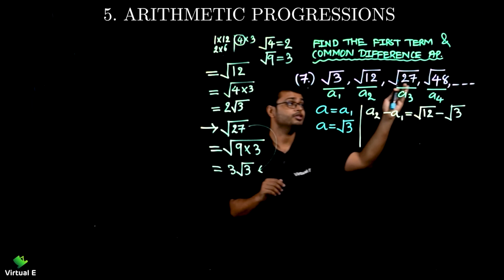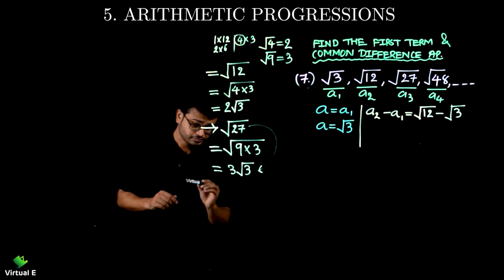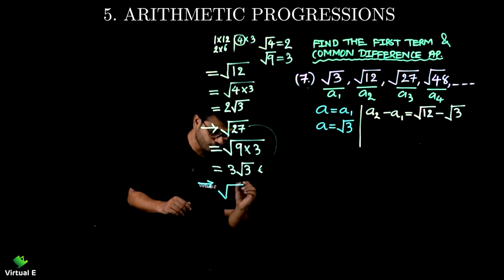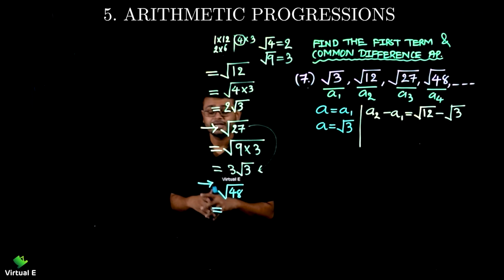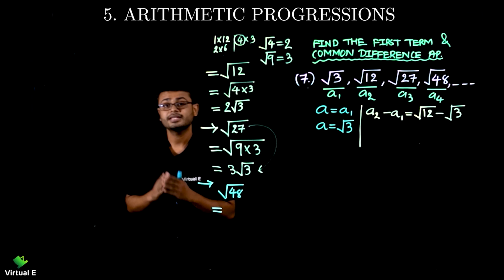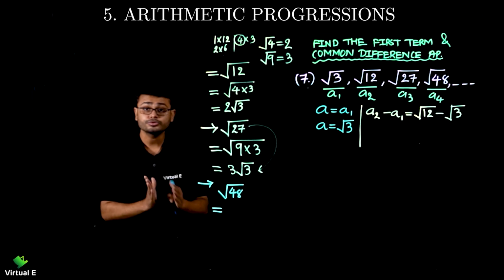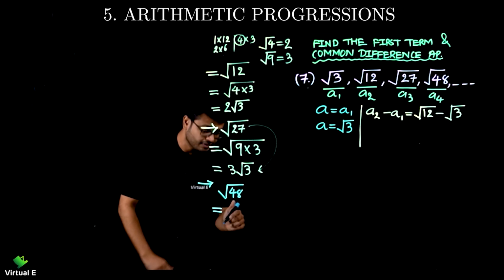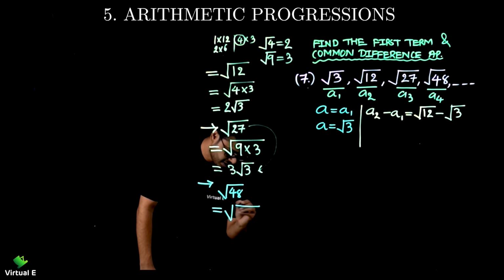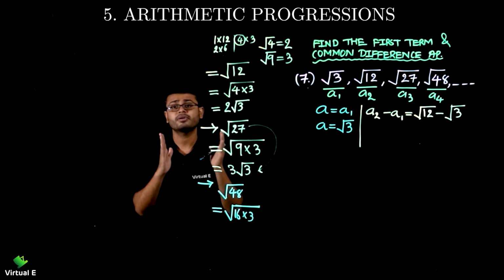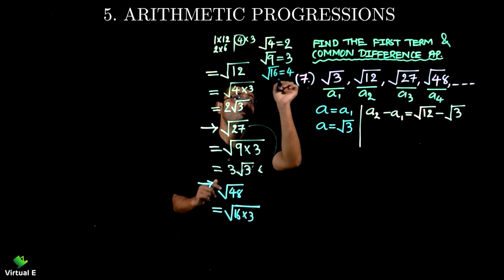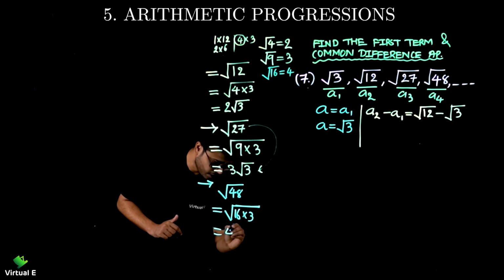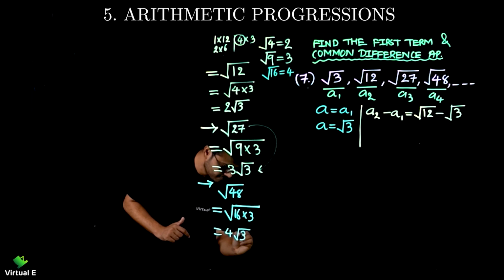Now let's do simplification of 48, which is square root of 48. So we need to take factors of 48. Take factors of 48 in a manner that there is one perfect square in it. So I'm going to choose 16 multiplied by 3. Why 16? Because 16 is a perfect square. So if I take square root of 16, what am I going to get? 4. So 4 outside and square root of 3.